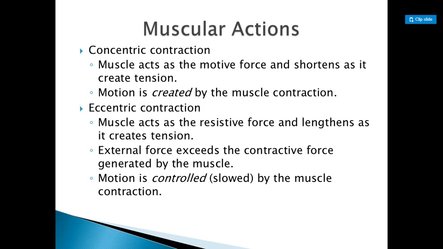Now there are questions about muscle actions, how muscles act: concentric contractions and eccentric contractions. First we shall discuss concentric contractions. The muscle acts as the motive force and shortens as it creates tension. Motion is created by the muscle contraction. Eccentric contractions: the muscle acts as a resistive force and lengthens as it creates tension. External force exceeds the contractive force generated by the muscle. Motion is controlled and slowed by the muscle contraction.